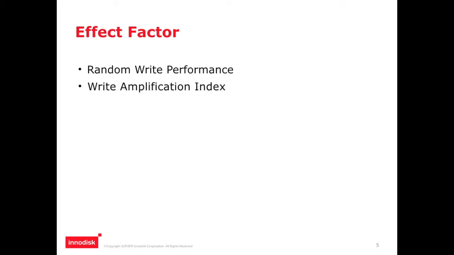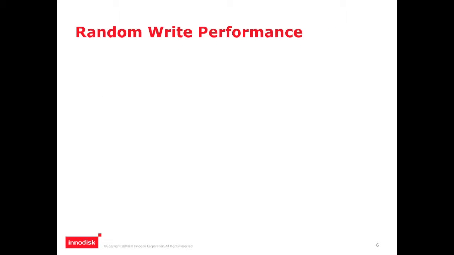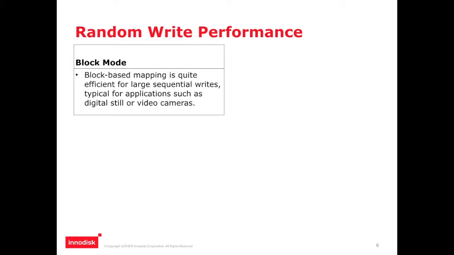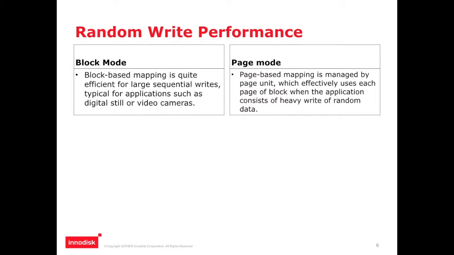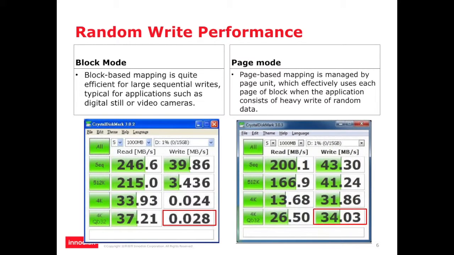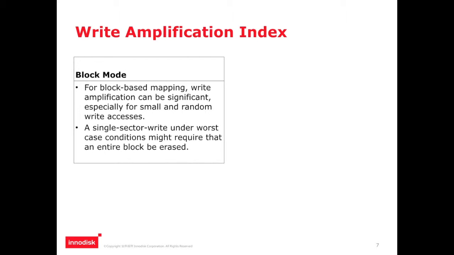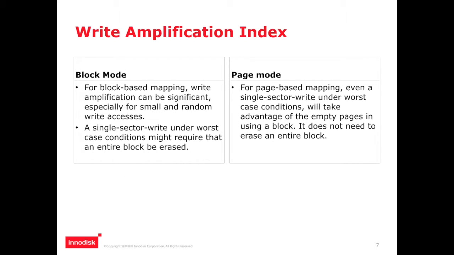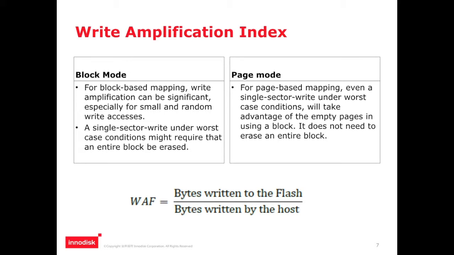Behavior between page mode and block mode are affected by the following factors: random write performance, write amplification index, trim, and NCQ. Due to the one-to-one allocation mapping approach for block mode, the random write for 4K file size is worse than page mode. And in the case of write amplification index or WAI, especially for small and random write accesses, WAI of block mode is bigger. Page mapping will take advantage of the empty pages in using block, so it does not need to erase the entire block, making its WAI smaller than block mode.